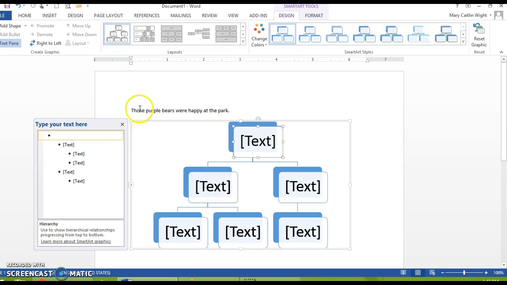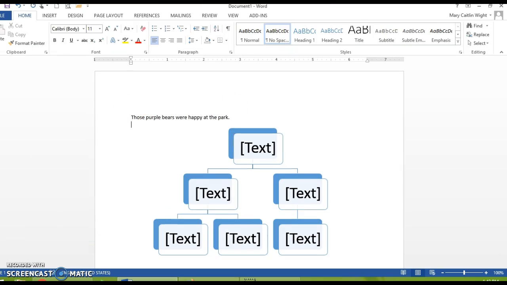What I like to do before I even start with the SmartArt is label the parts of speech. So I start here first above the sentence. So we have a determiner, an adjective, a noun, we have our verb, we have our adjective, we have a preposition, determiner, and then we have a noun. So that helps us when we're organizing the different components.